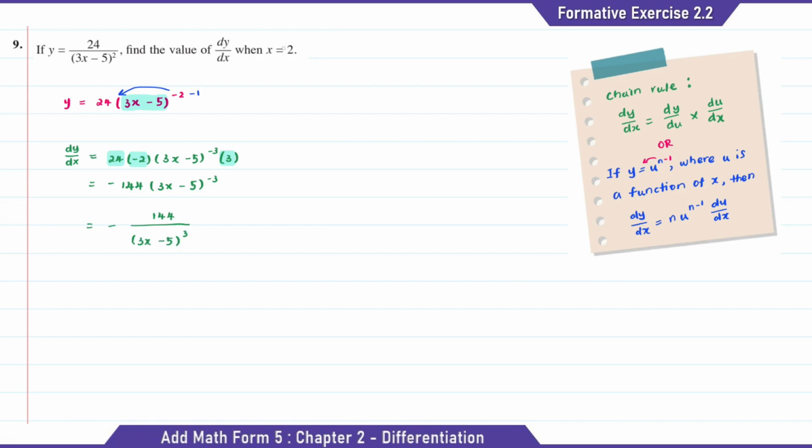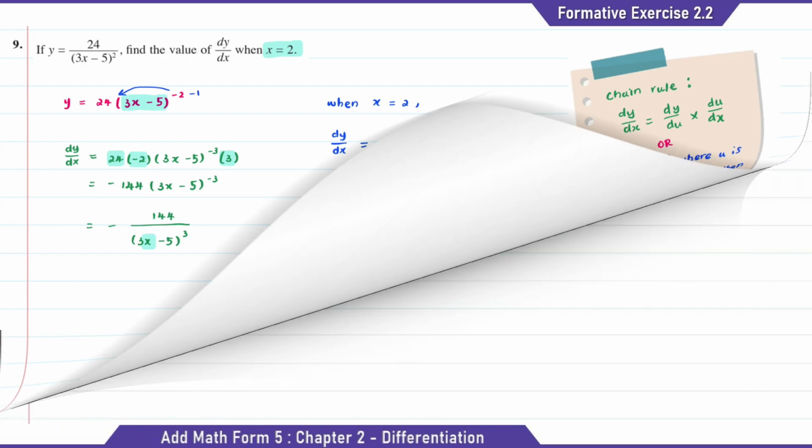To find the value of dy/dx when x equals 2, just substitute the x here with 2. This is equal to negative 144 over 1 cubed. So the answer is negative 144.